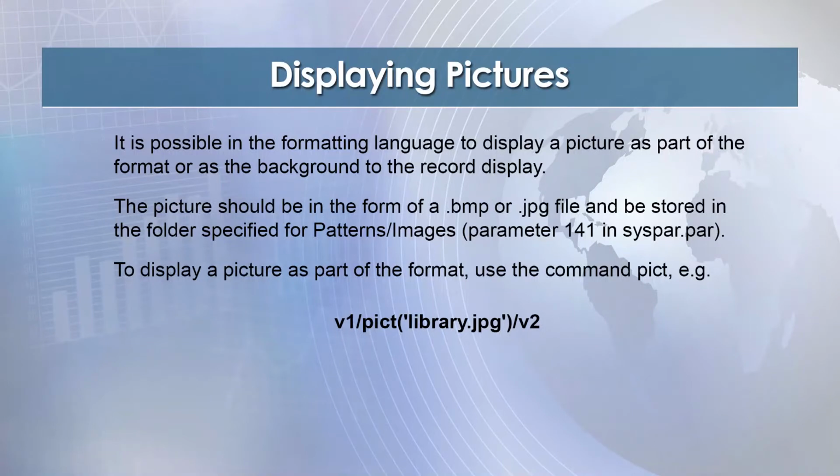Next comes another interesting area: displaying a picture inside or as a background of the database management system. Say here I have utilized two fields, V1 and V2, and in between I want to display a picture. The formatting language function is PICT, which stands for picture, and within parentheses I give the name of the picture, say library.jpg. So, it will display the content of V1 first, then the picture, then the content of V2.